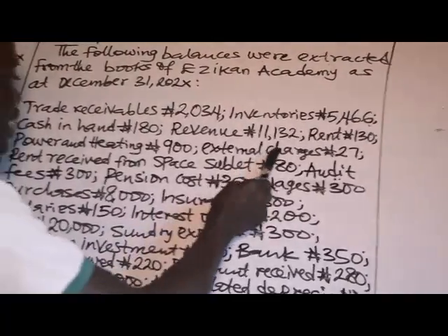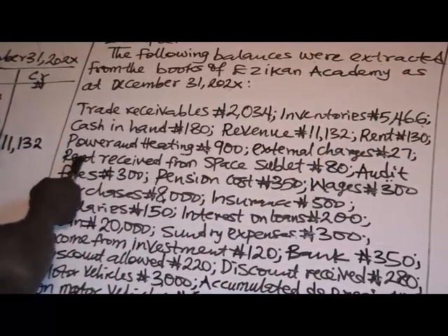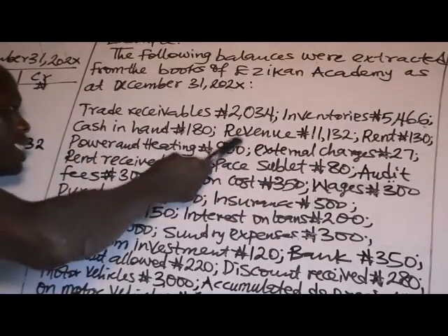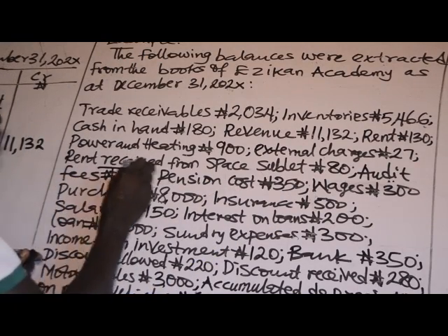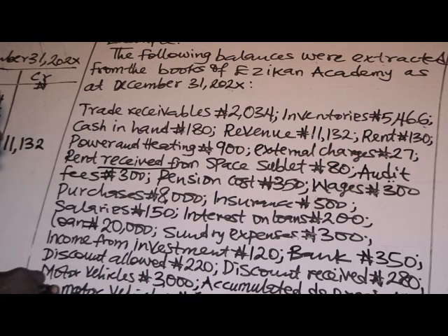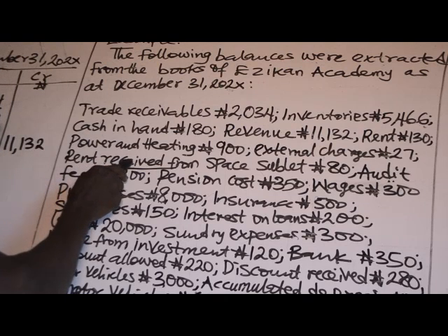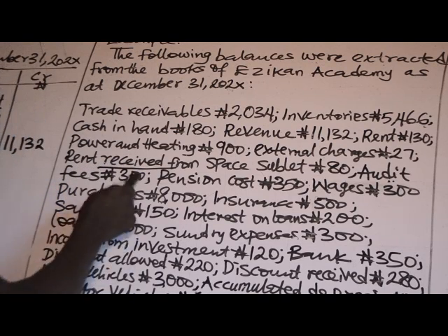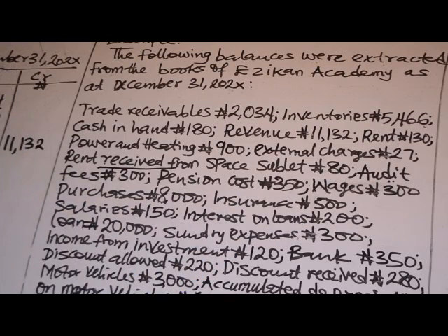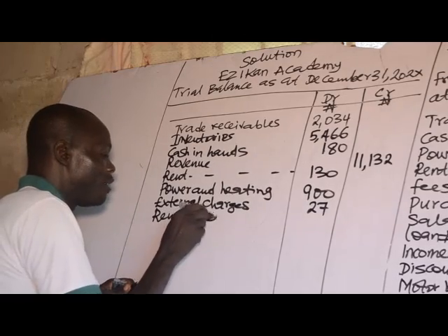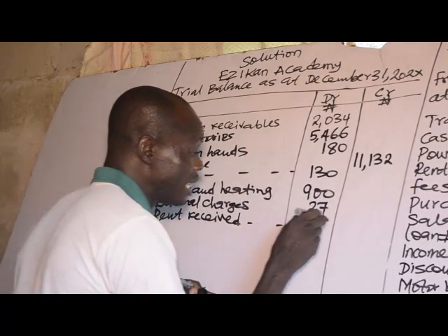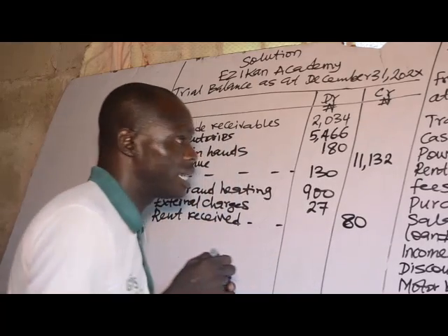Back to the question. After external charges, the next item is rent received from space sublet. That amounted to 80 naira. Rent received is not rent paid. Received is an inflow. Therefore, it is an income to the entity. Therefore, income should be credited. So we have rent received of 80 naira, and that is an income. So it should be credited.